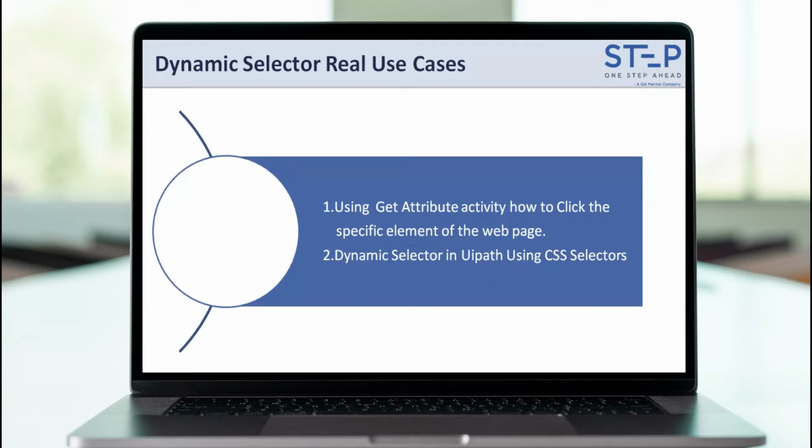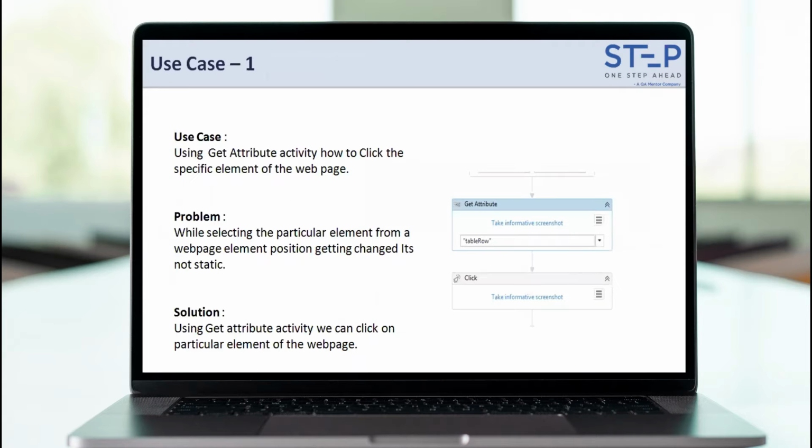In our use cases, we will cover two scenarios. First of all, get attribute. Using the get attribute activity, we can click a particular specific element, or download a particular bill or PDF from the web page. And the second is the dynamic selector, where we can also use the CSS selector.